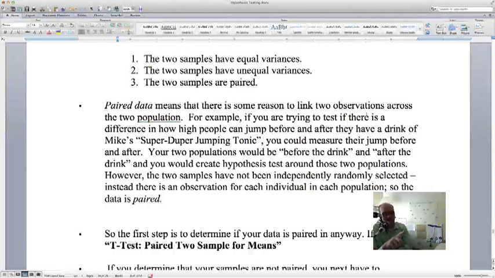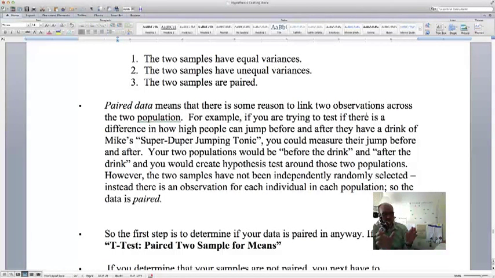If you're trying to test that there's a difference in how high people can jump before and after, so these are my 2 populations, before and after they have a drink of Mike's Super Duper Jumping Tonic, you could measure their jump before, then they drink, and then you measure it after. Right? So now I have 2 measures of the same person, and I do that for a whole bunch of people. And then I say, okay, well, I want to test to see if the jumping height of before, that's my first population, is different than the jumping height of after, my second population.